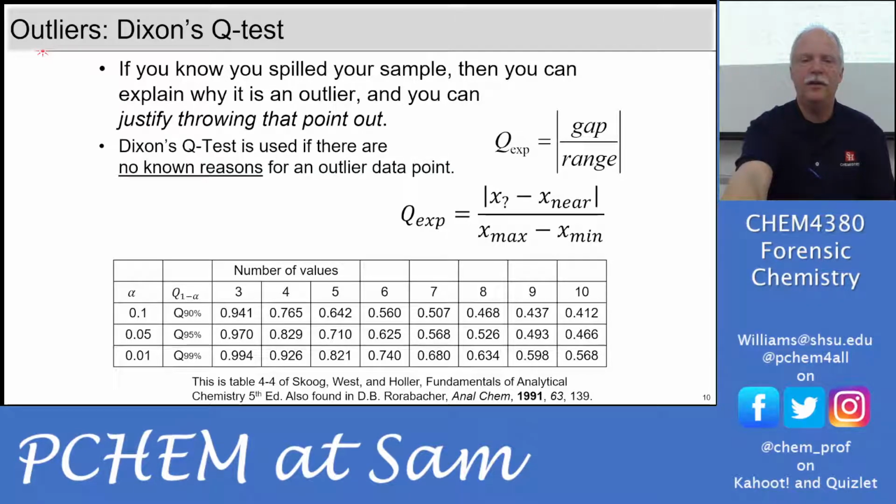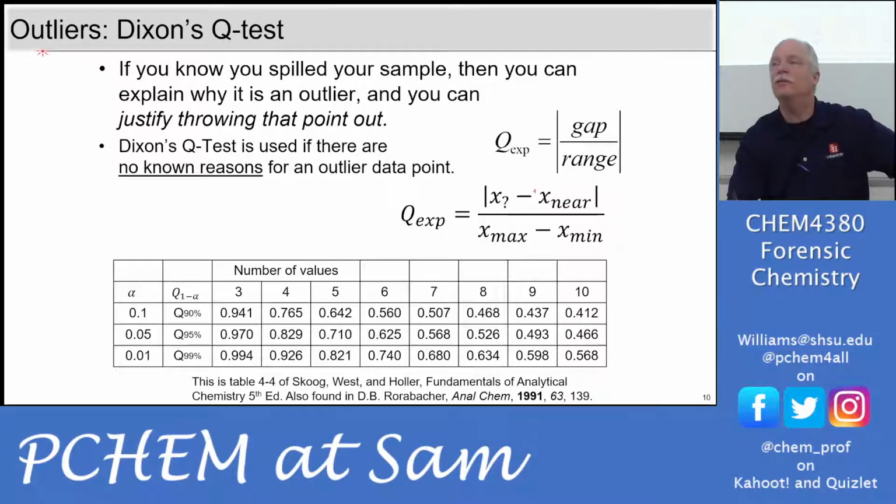So what we have to do is determine this gap and range. So it's a ratio. This Q experimental is a gap and a range. The gap is the questioned data point. You see, that's what the question mark is. The questioned data point minus its nearest neighbor. And that could be above it or below it, and so it could be a positive or negative number. So we're going to take the absolute value. Okay, so we just want the gap. We don't care about the plus or minus. And then we divide by the range, the max minus the min. And that's our Q experimental value.